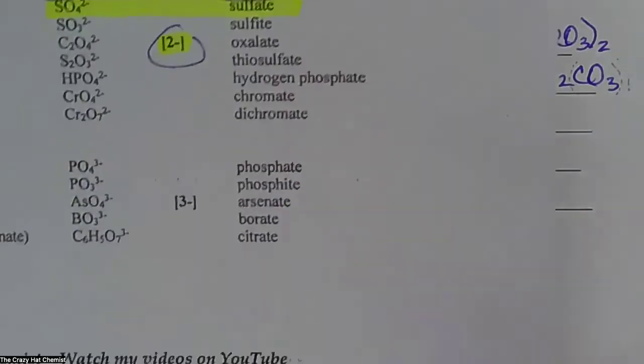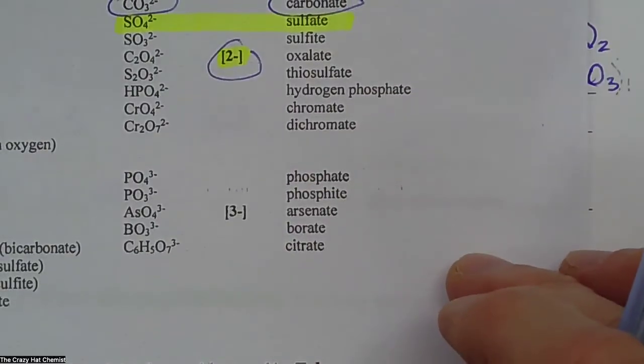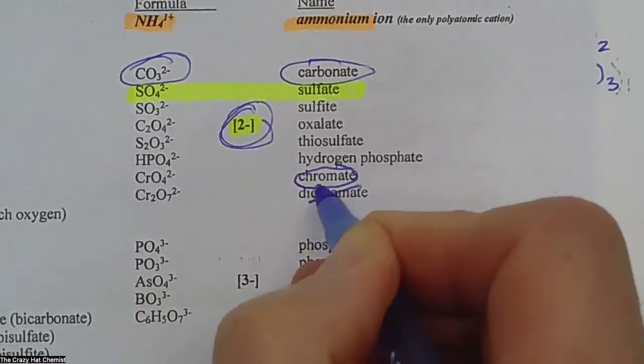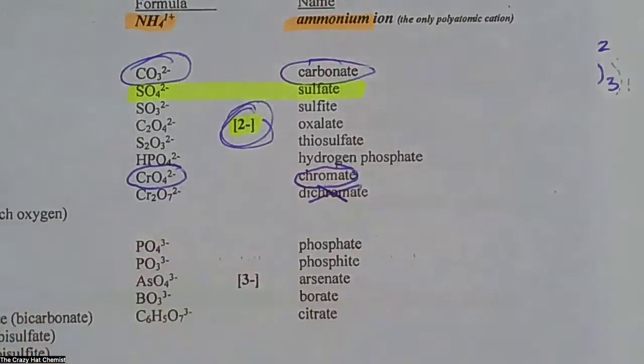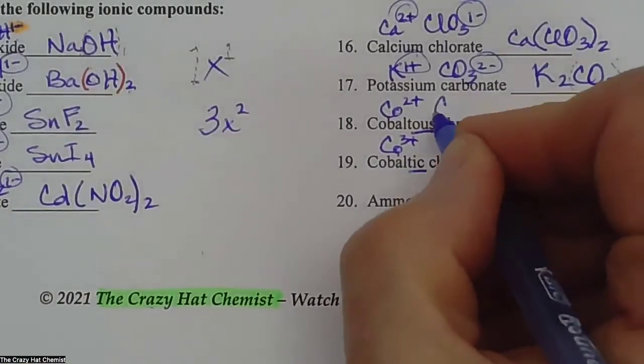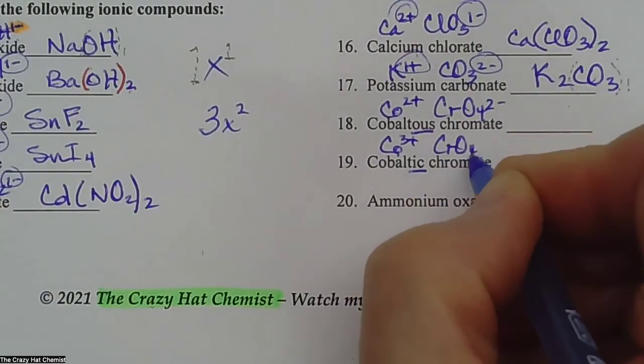Then we have chromate, and that is a polyatomic ion. We need to find out where chromate is. Chromate is in this 2 minus category. There's chromate, not dichromate, but it's CrO4 2-. CrO4 2-.